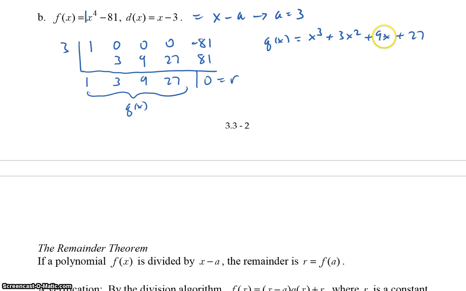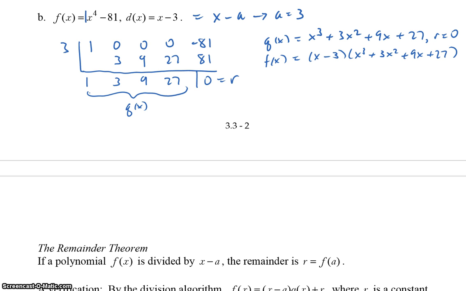Again, the remainder is 0, and we can say now that f of x has been factored as x minus 3, the divisor, times the quotient, x cubed plus 3x squared plus 9x plus 27, plus 0, which we don't need to write on the end.